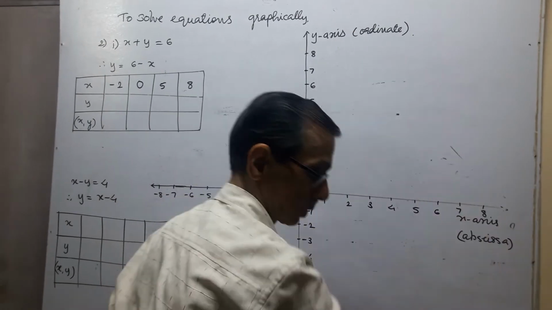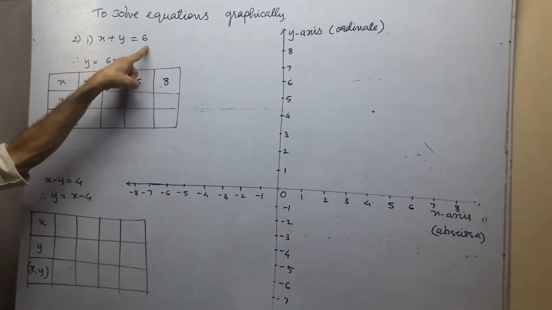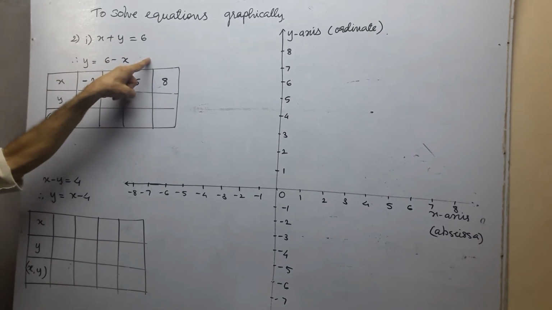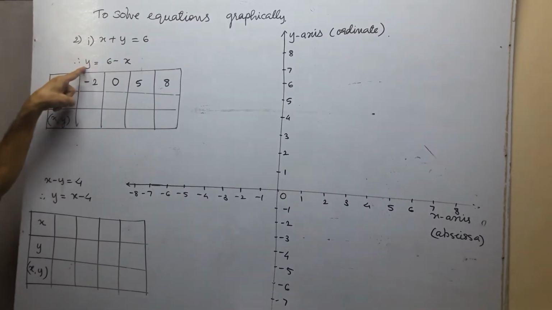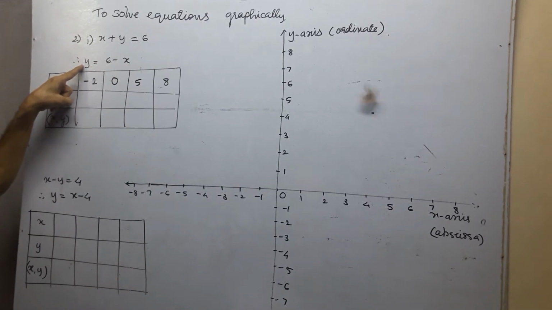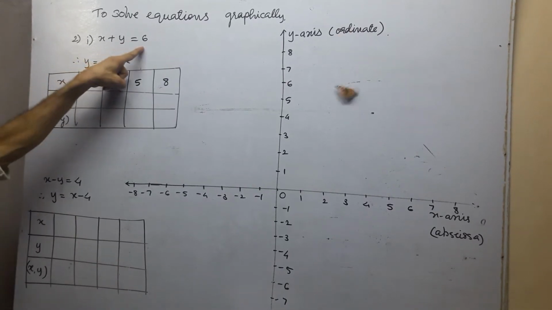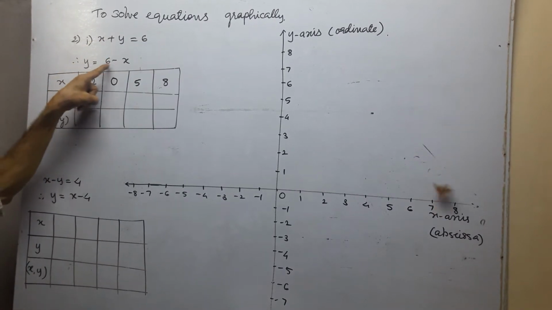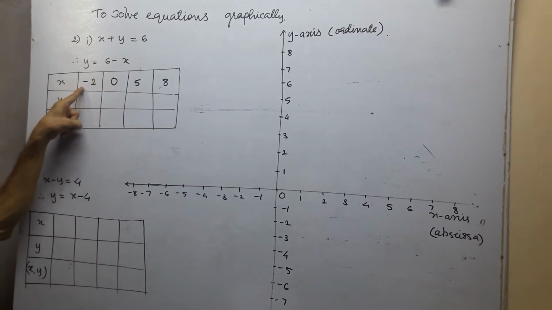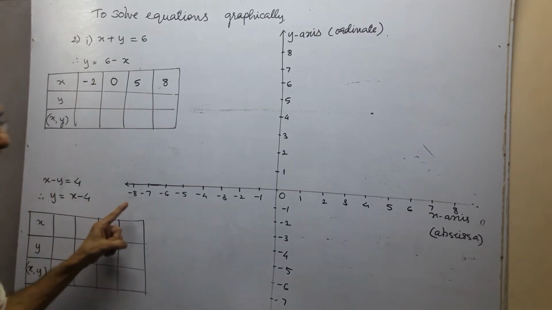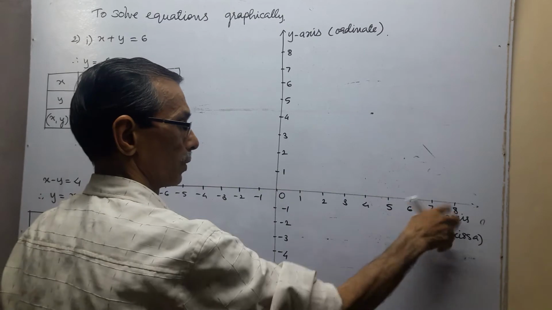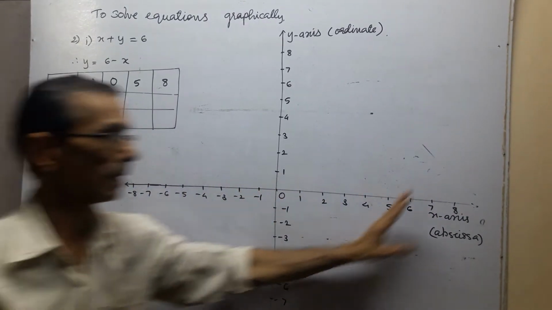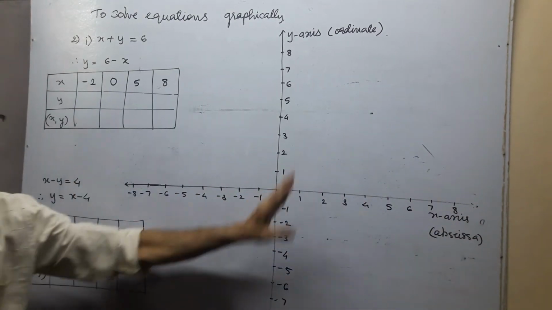Let us take the first equation. x plus y is equal to 6. And here, express y in terms of x. That is, make y the subject of the equation. So y is equal to 6, and x will become that side. So x is there positive, will become negative. So y is equal to 6 minus x. Then take the values of x, but within the range of 8 and minus 8. Between these two, minus 8 and 8, you can take any value. Don't take beyond that, otherwise the point will go out of the paper.